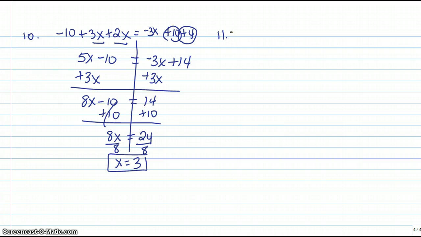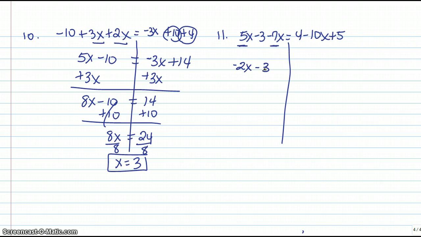Alright, last but not least, number 11. You've got 5x minus 3 minus 7x equals 4 minus 10x plus 5. Alright, again, combine like terms. 5x and negative 7x is negative 2x. And then you've got a minus 3 there as well. On this side, I've got a negative 10x, and then I've got a positive 4 and a positive 5, which makes a positive 9.